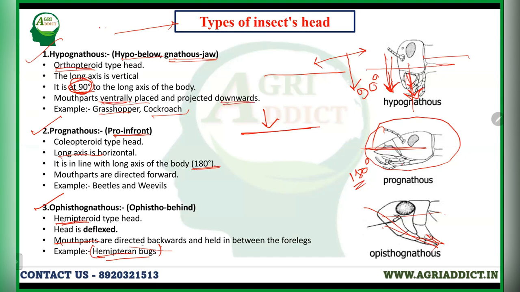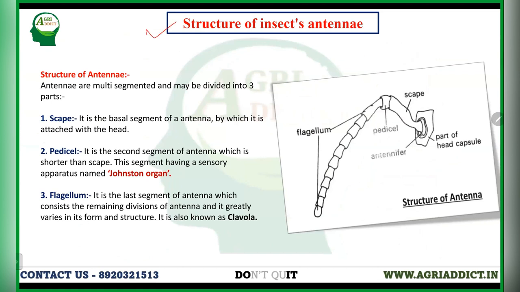So next is the structure of insect antenna. The insect antenna is mainly multi-segmented. There are mainly three segments in an insect antenna, that is scape, pedicel, and flagellum.